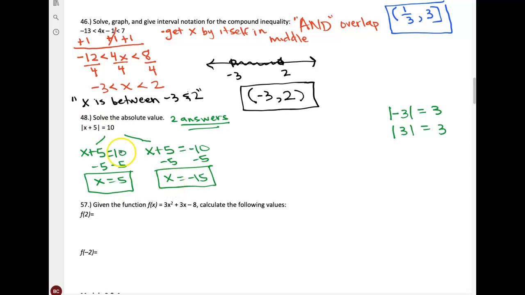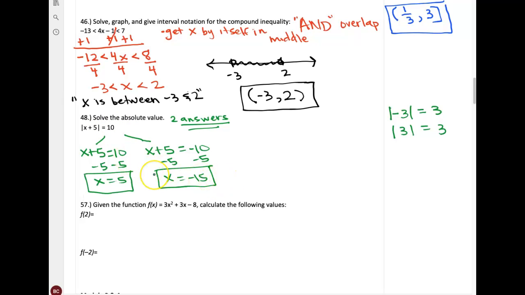And again, I can check those and put them in here. If I put 5 in there, 5 plus 5 is 10. The absolute value of 10 is 10. If I put negative 15 in there, negative 15 plus 5 is negative 10. The absolute value of negative 10 is positive 10. All right, so those both check out like they should.